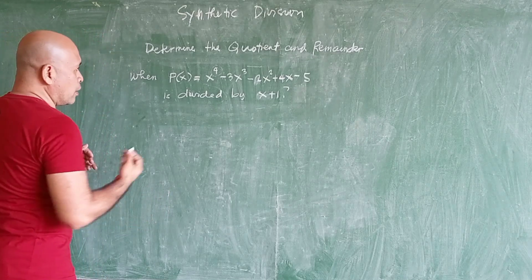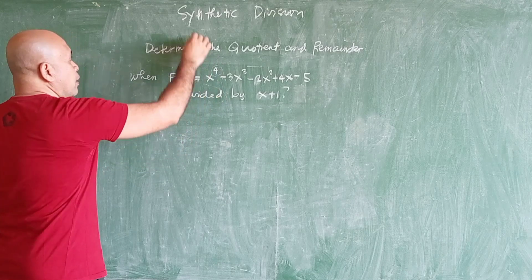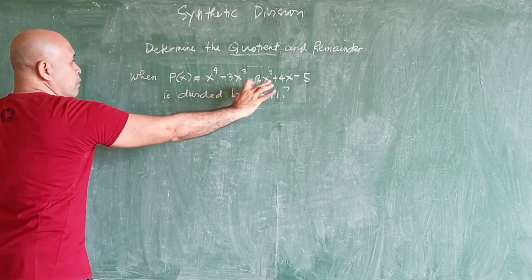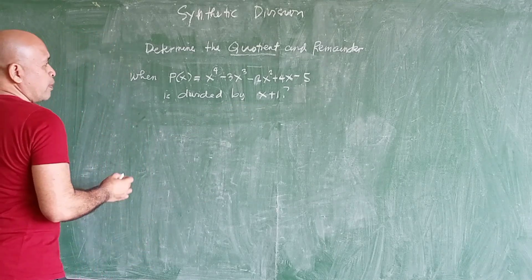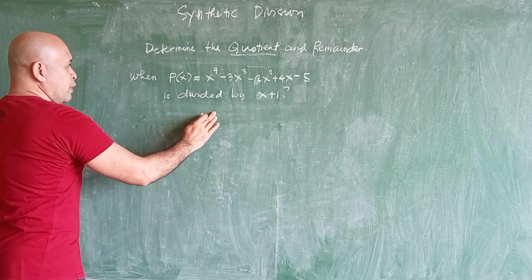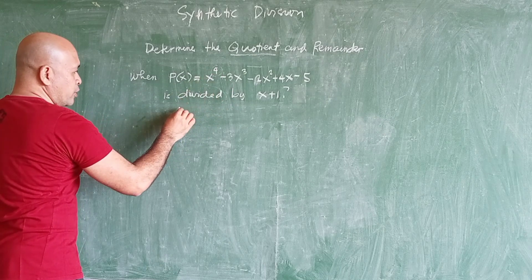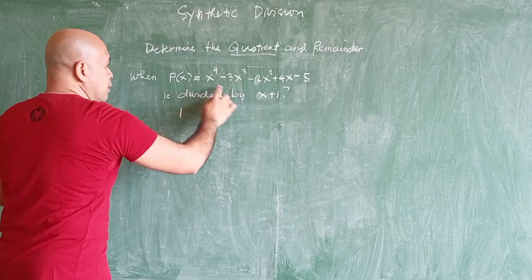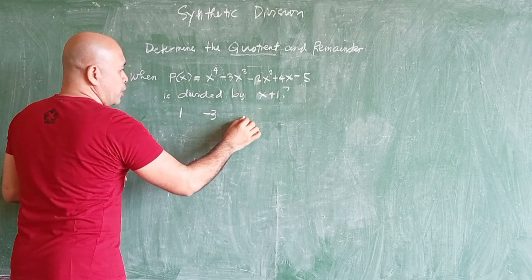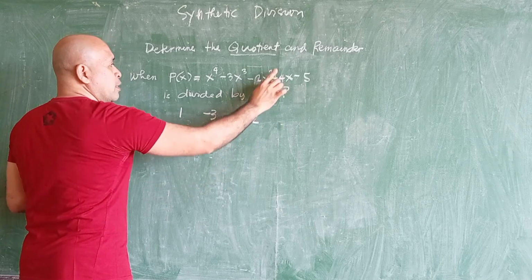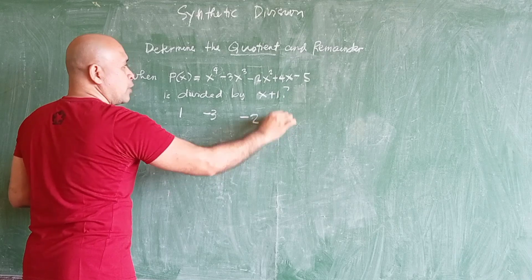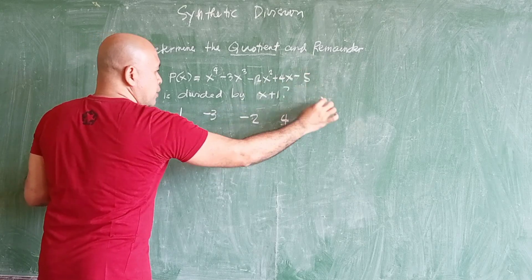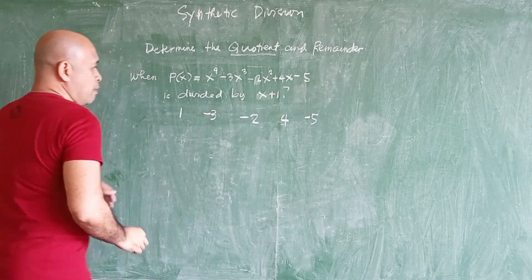Okay, here. As I said earlier, you have to use the numerical coefficients only when using synthetic division to determine the quotient and remainder when this polynomial is divided by x plus 1. So, let's determine the numerical coefficients. For the first term, the numerical coefficient is automatically positive 1. For the second term, you have negative 3. If it is minus, automatically it is negative. The third term is negative 2. For the fourth term, the numerical coefficient is positive 4 since it is plus. And the last, the constant, is negative 5, it is minus.